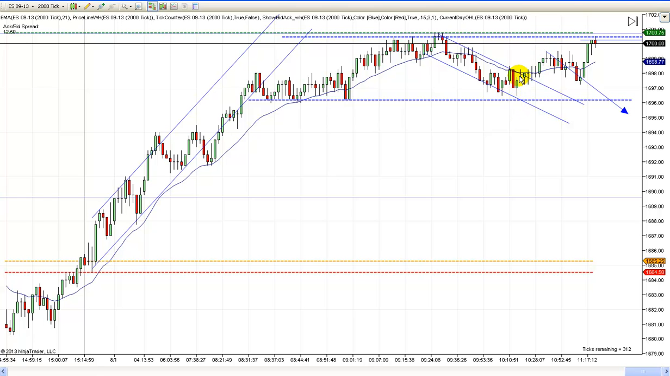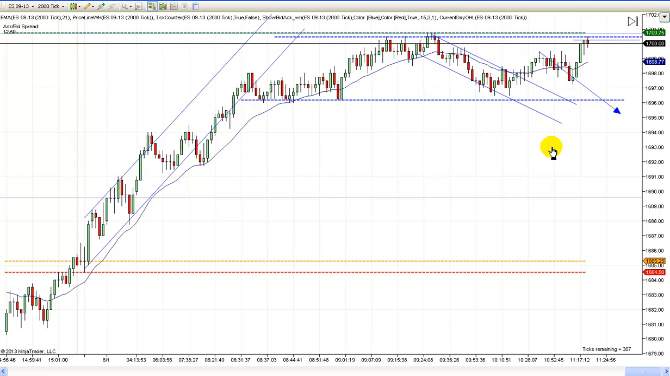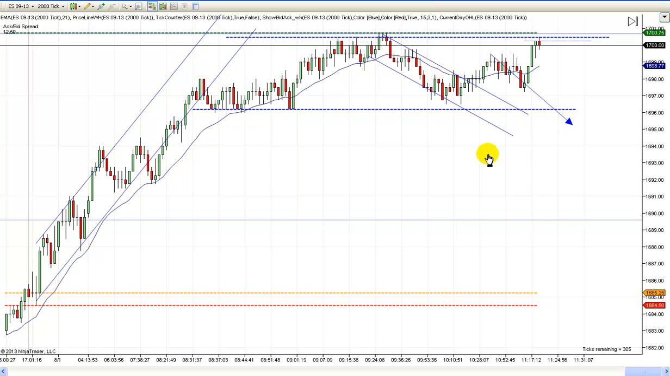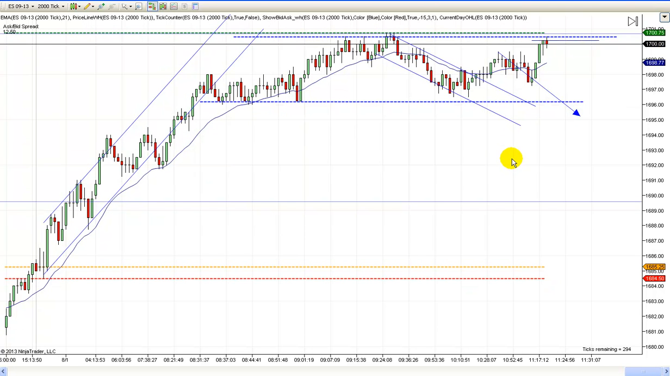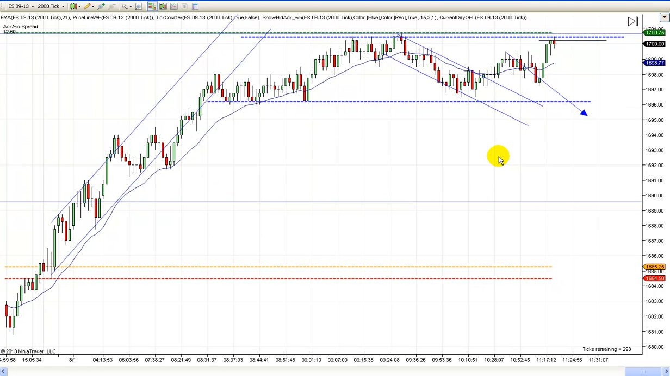So if you decided to take that one, I would have circled that one in green. It's a little more risky. And then I was done for the day. I did this trade just to kind of demonstrate that trap there. And I'm pretty much done for the day.